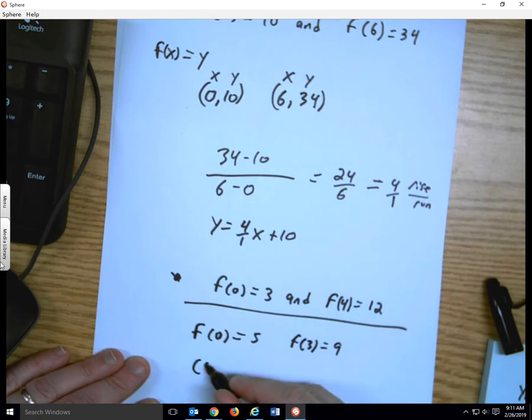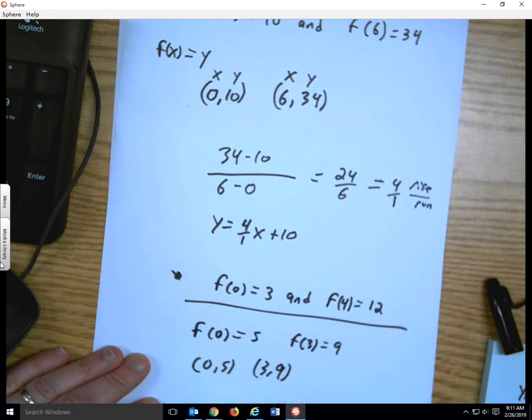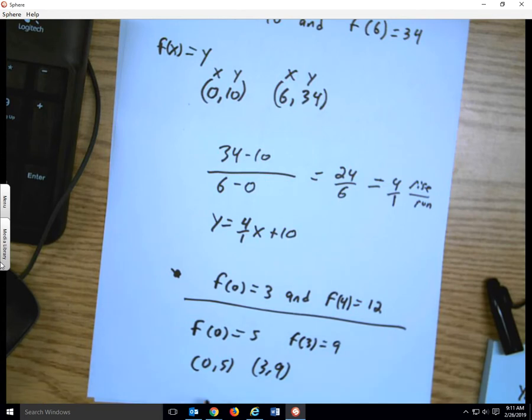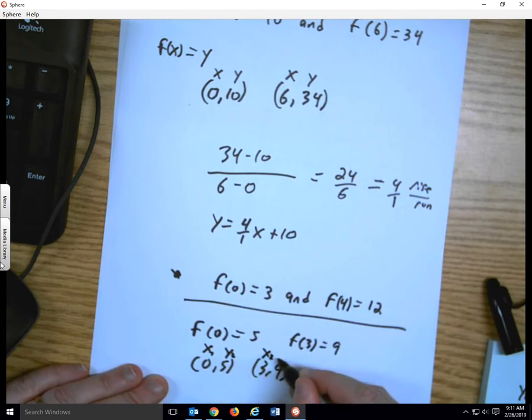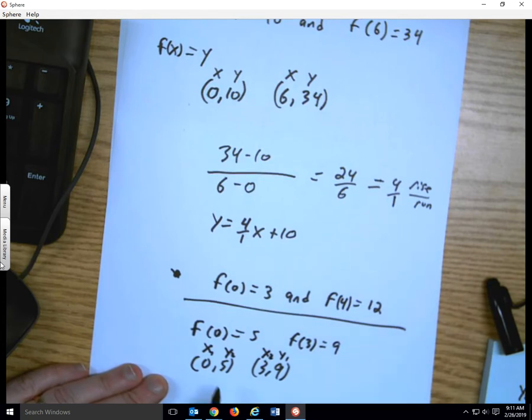So if 0 is my input, 5 is my output. If 3 is my input, 9 is my output. So this is x1, y2, x2, y1. Oh, there's the mistake. I've already made it. If this is an x1, this has to be a y1. If this is an x2, what's next to it has to be y2.